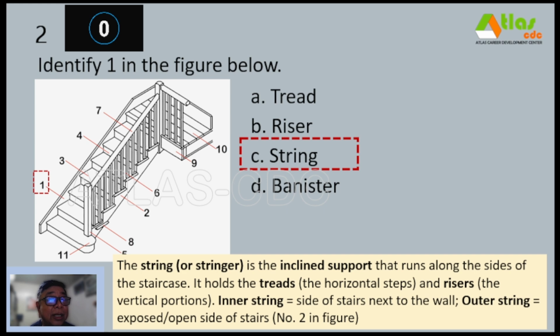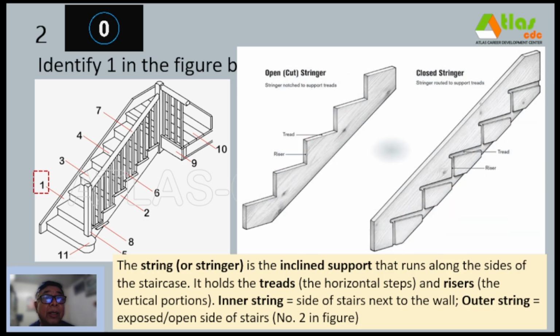It holds the threads, the horizontal steps, and risers, the vertical portions. Inner string, this one, is the side of stairs next to the wall. And this one, the outer string, is exposed or open side of stairs, or number 2 here in figure. We have 2 types of stringer, the open or the cut stringer. That is, the stringer is cut to support the threads, and closed stringer, the stringer is routed to support the threads.